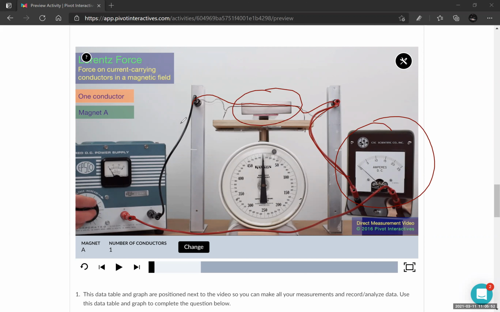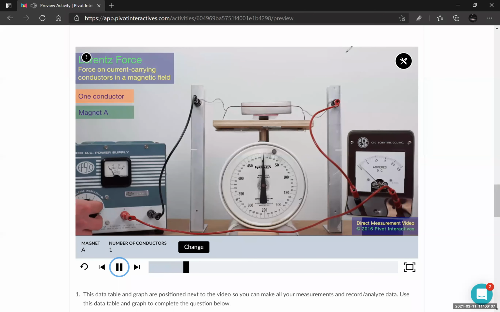there's going to be a force acting on it, and then the scale is going to measure the force for each specific current. When we increase the current, there's going to be a specific force, and that's what we're going to be measuring. So let's watch the video. You can see how as we increase voltage, the current increases, and then the force starts increasing. Then the force scale shows an increase in the force value.